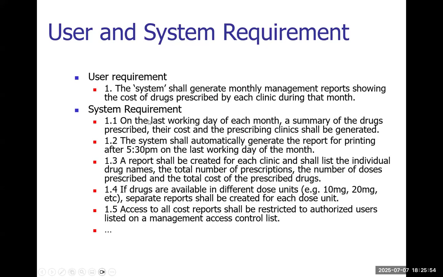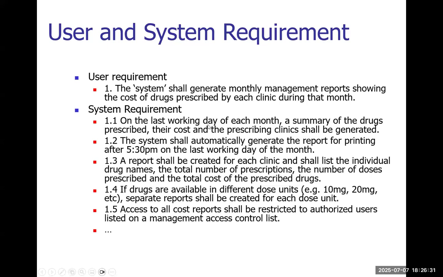So we need to further ask the customer some questions. Okay, the last working day of each month. So now I know when to generate. Then a summary of the drugs prescribed, the cost, and the prescribing clinic should be generated. So here I know some of the content. In the user requirement it just says a general report, but it didn't show the content. What should be in the report? The user didn't provide it.